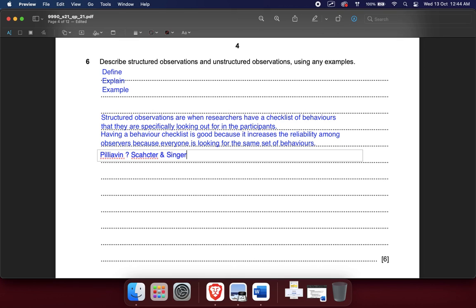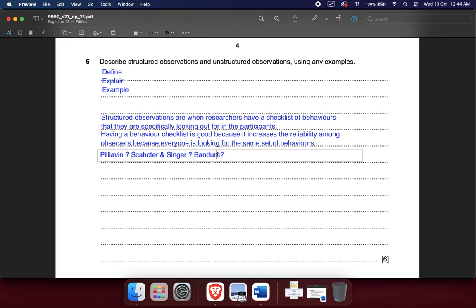I could be spelling that wrong. Right? What did they observe? Was it structured? Did they have things that they were looking out for? Right? What about Bandura? Did Bandura have things that he was looking out for? Right? When they were doing the study? So ask yourself these questions and come up with an appropriate one.